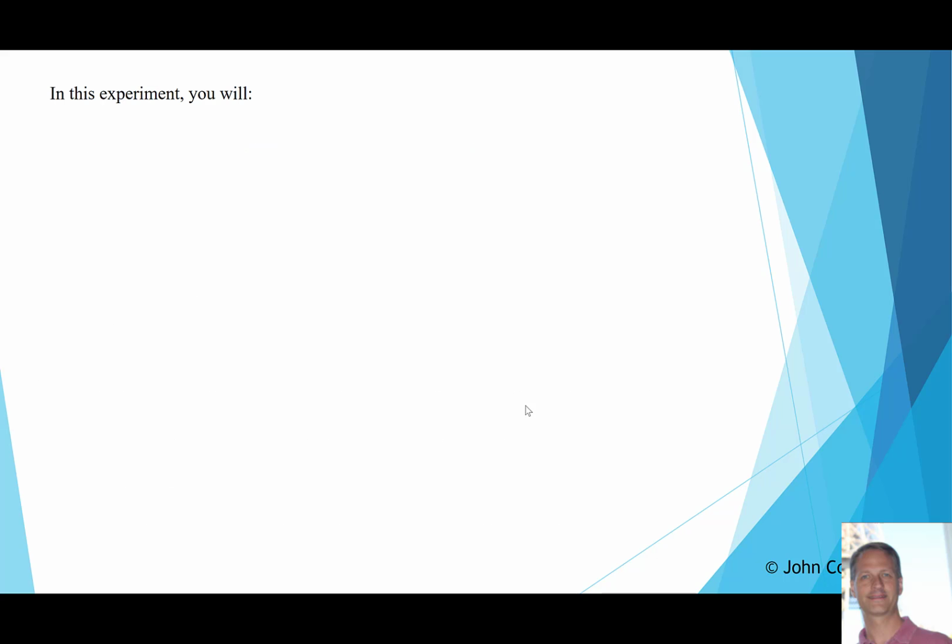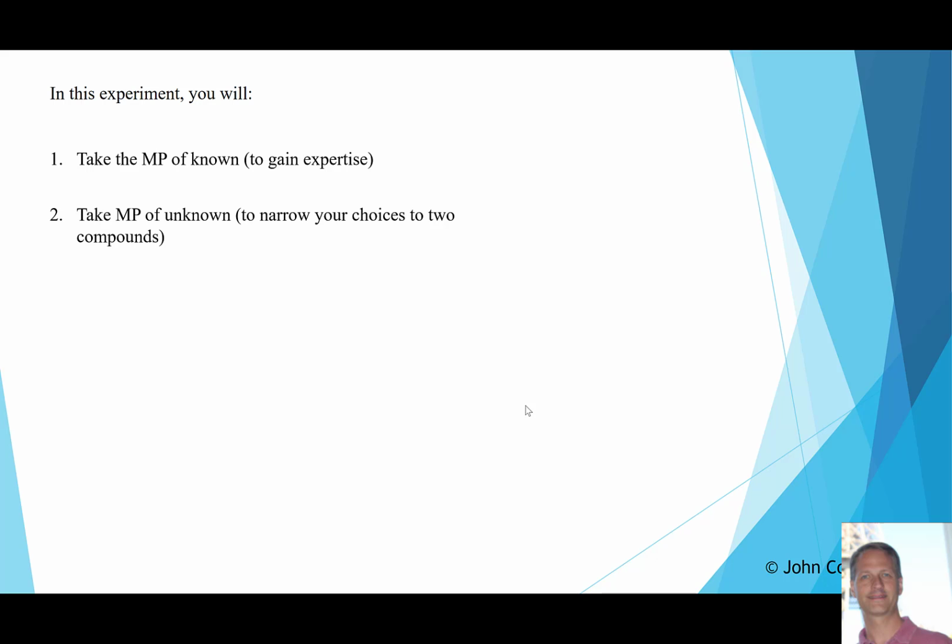Now, in this experiment, we'll do a few things. We're going to take the melting point of a known just to gain expertise. So we'll pick a known compound and we'll learn how to use the instrument. Once we're good with that, you'll be given an unknown. The unknown will be from a table, essentially, and our first goal will be to narrow our choices to 2 compounds. There's like 15 or 16.